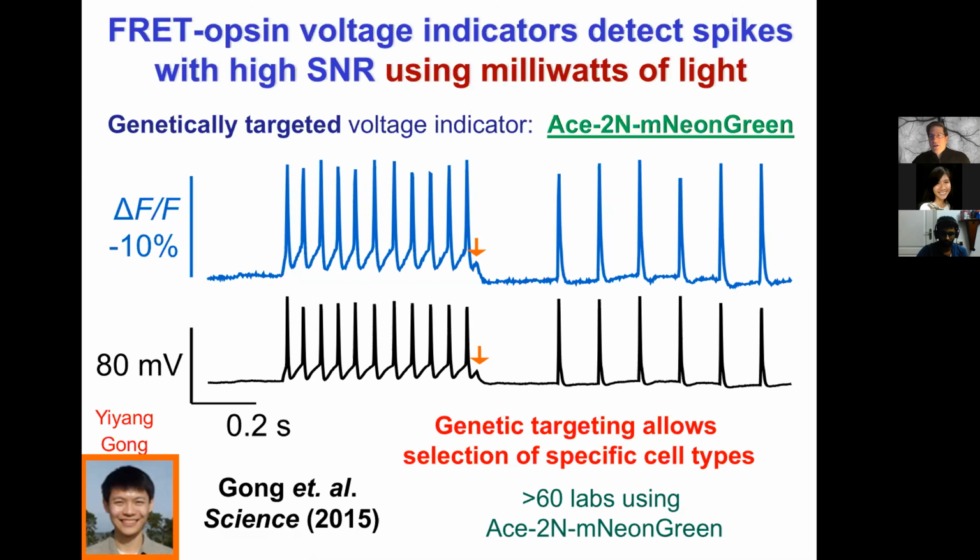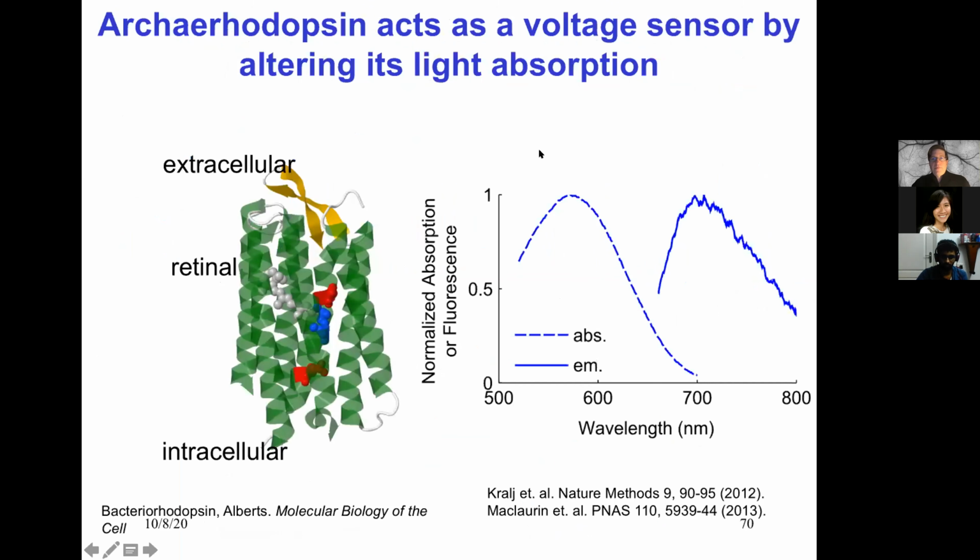And it uses a very bright genetically encoded fluorescent protein. mNeonGreen is even brighter than GFP, coupled to a voltage sensitive opsin. And with milliwatts of light, we can track spiking events and subthreshold events like this. So I'm going to show you a little bit about how this works. As I said, this indicator is a fusion of two different protein moieties, an opsin protein, which has voltage sensitive light absorption, and there's a FRET interaction with this bright genetically encoded fluorophore.